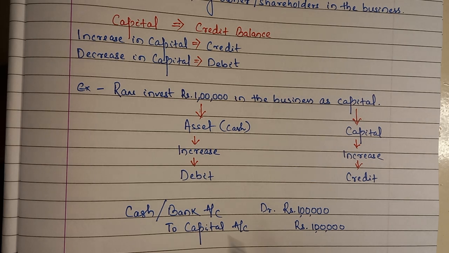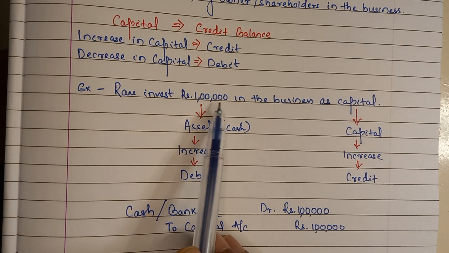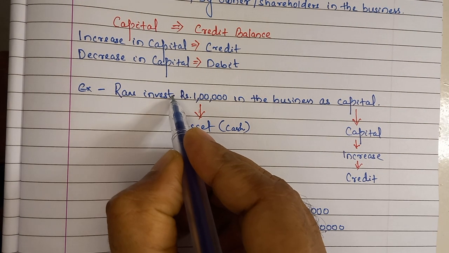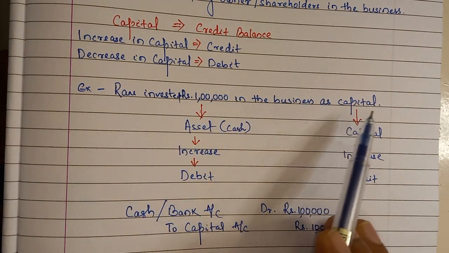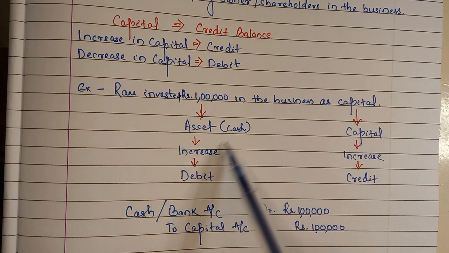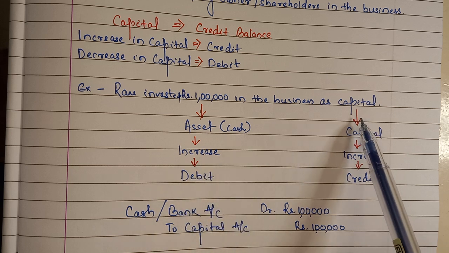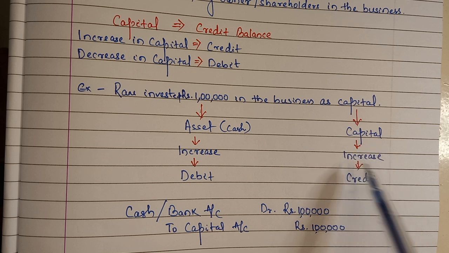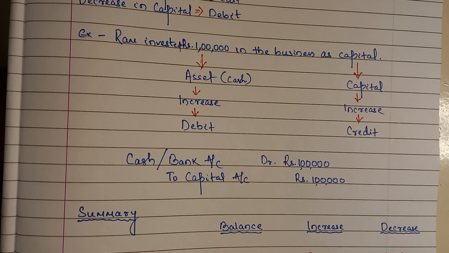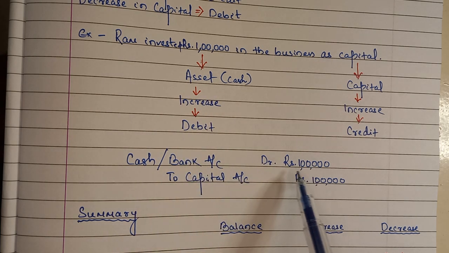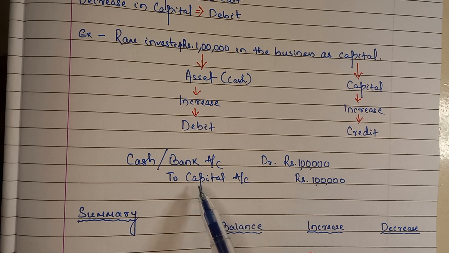Let's take an example. Ram invested rupees 1 lakh in the business as capital. So here the cash is coming to the business. So asset is increasing, right? So it is debit. At the same time, the business is getting capital, and that is the liability. Increase in capital is always credit. So what is the entry we are going to post? Cash or bank account debit, because asset increases for the business, cash coming to the business, 1 lakh, to credit to capital account 1 lakh rupees. Okay, so this is the entry.